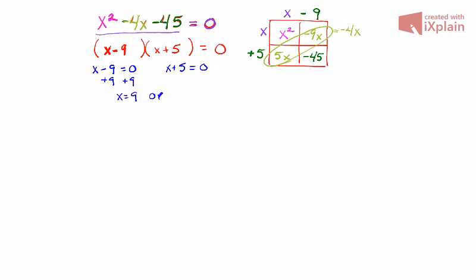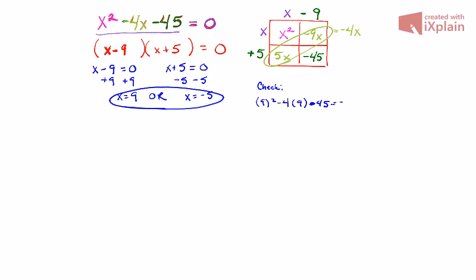And again, if you wanted to check to make sure that you had done this correctly, you would plug both of these values separately into the equation. So your check, I won't actually go through it all the way, but your check would be 9 squared minus 4 times 9 minus 45 is equal to 0. You would want to check to make sure that it does actually equate to that. And you would also want to check negative 5 squared minus 4 times negative 5 minus 45 is equal to 0. If you have some time, I would encourage you to check it to make sure that we did that correctly.